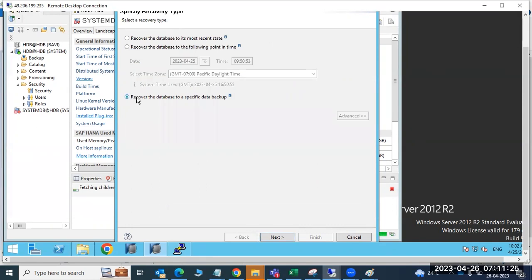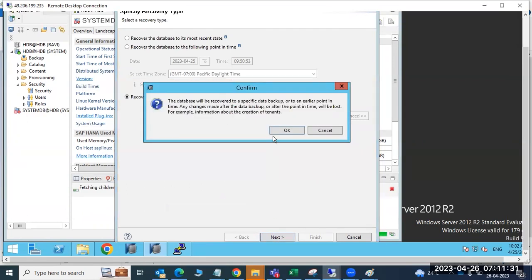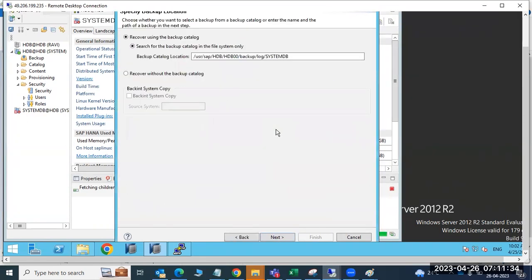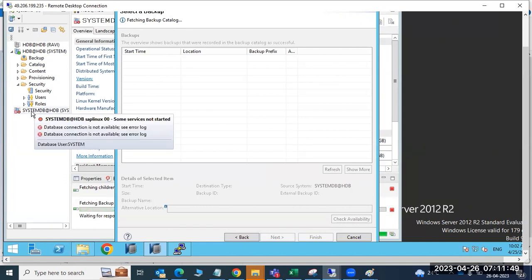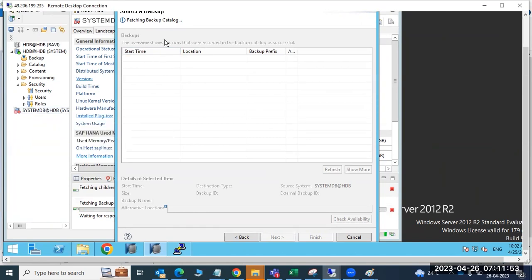Next, recover the database to a specific data backup, which means I have taken a backup at OS level and I want to recover up to that backup. In this case, you can use this recovery option. Where is the log file available? Just click on the next button. It will fetch the data backup from the catalog.